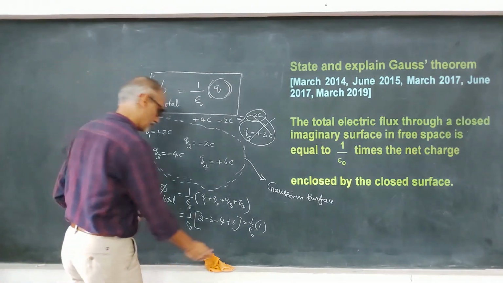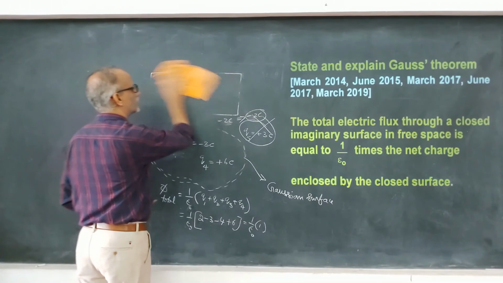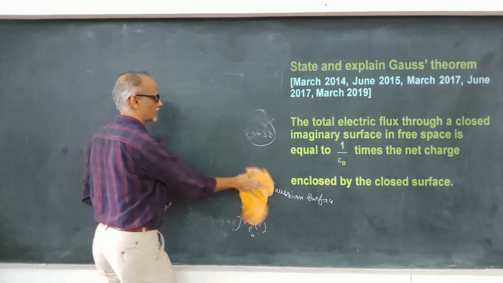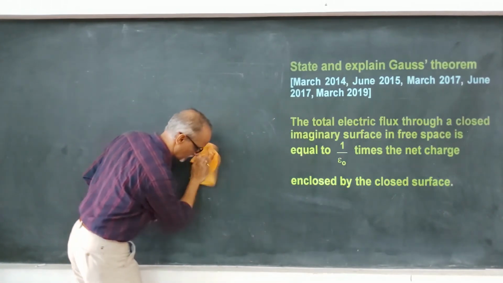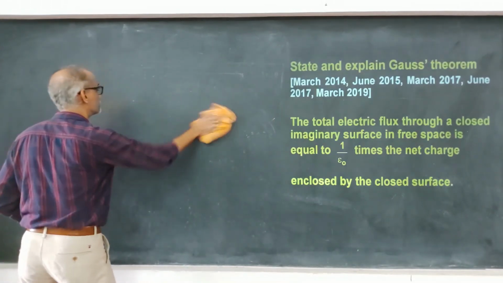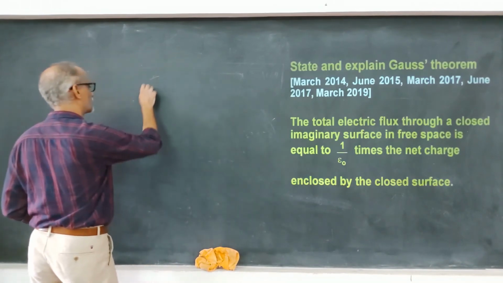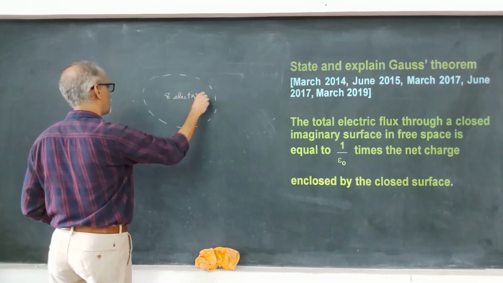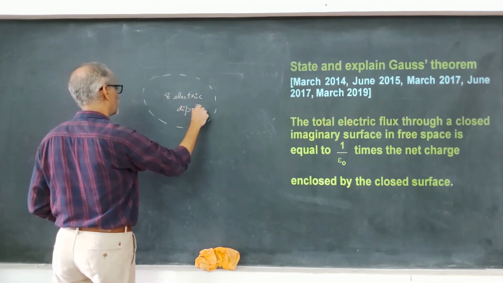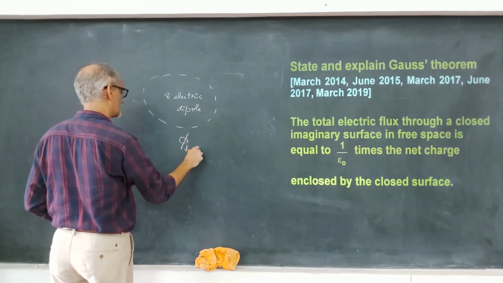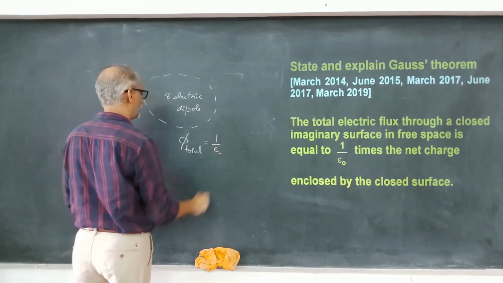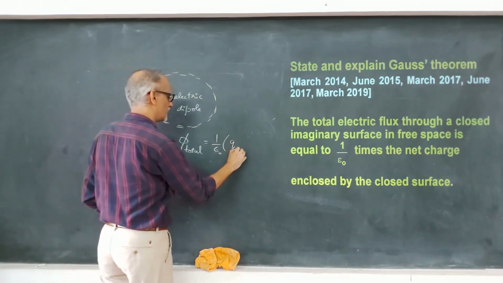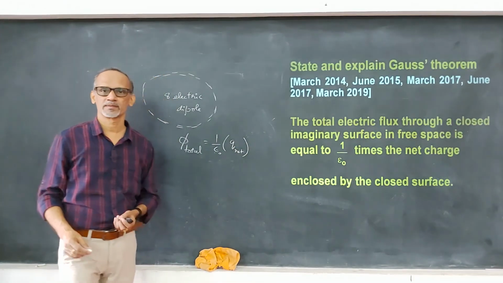So I am going to consider one more example. I am going to take 8 electric dipoles. How many? 8. So this is the closed imaginary surface, and I am going to consider 8 electric dipoles, and I want to find the total flux. So total flux through a closed imaginary surface in free space is equal to 1 by epsilon naught times the net charge enclosed by the closed surface.